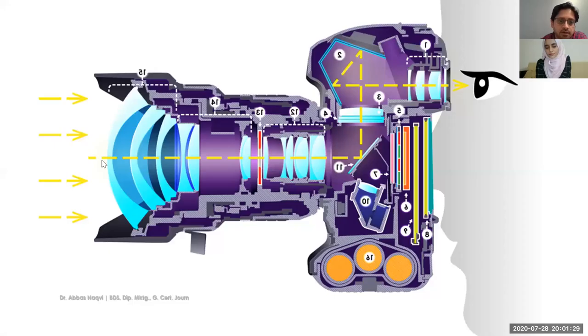And this is a diagrammatic representation of what I was showing you. Light is entering here, the lens goes through the aperture and then hits the mirror. You see it from here, but when you take the photo, this mirror gets lifted and this light hits the sensor, okay?